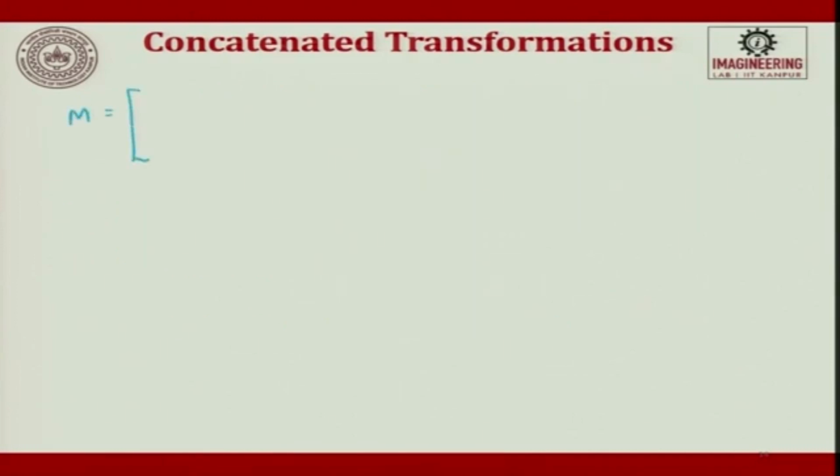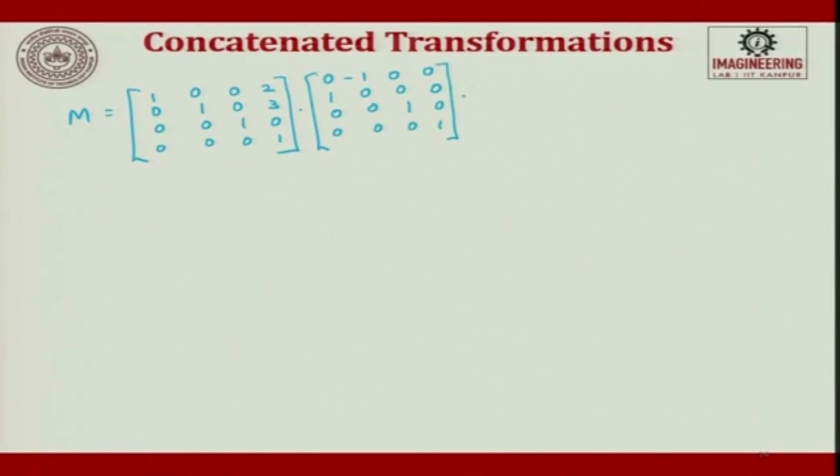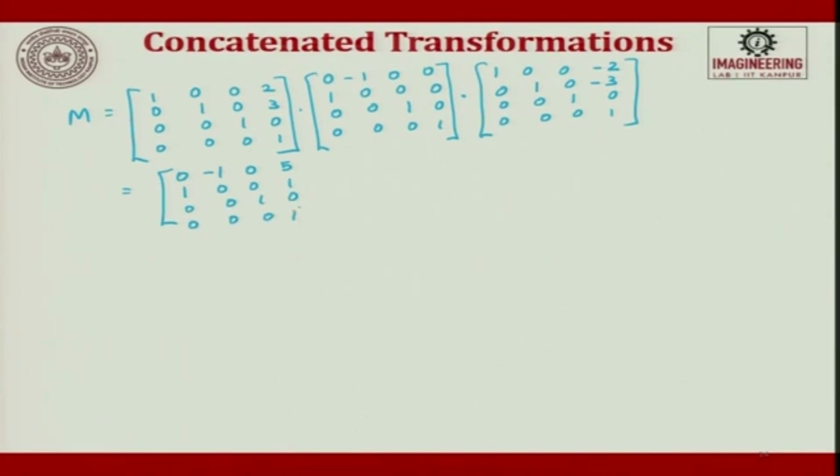So, M is nothing but 1 0 0 2 0 1 0 3 0 0 1 0 0 0 0 1 multiplied by, you will have 0 minus 1 0 0 1 0 0 0 0 0 1 0 0 0 0 1, and then you will have one more which is 1 0 0 minus 2 0 1 0 minus 3 0 0 1 0 0 0 0 1, and this is matrix what we have solved is 0 minus 1 0 5 1 0 0 1 0 0 1 0, and you will get 0 0 0 1.